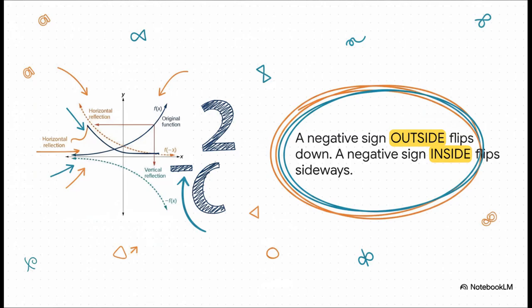And this slide just shows it so clearly. A negative on the outside flips it down. A negative on the inside flips it sideways. See that pattern? It all comes back to that same inside versus outside idea.